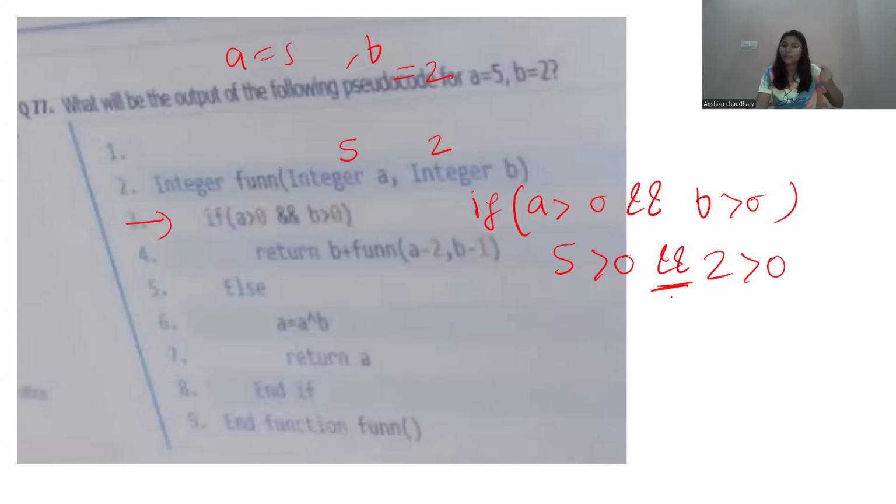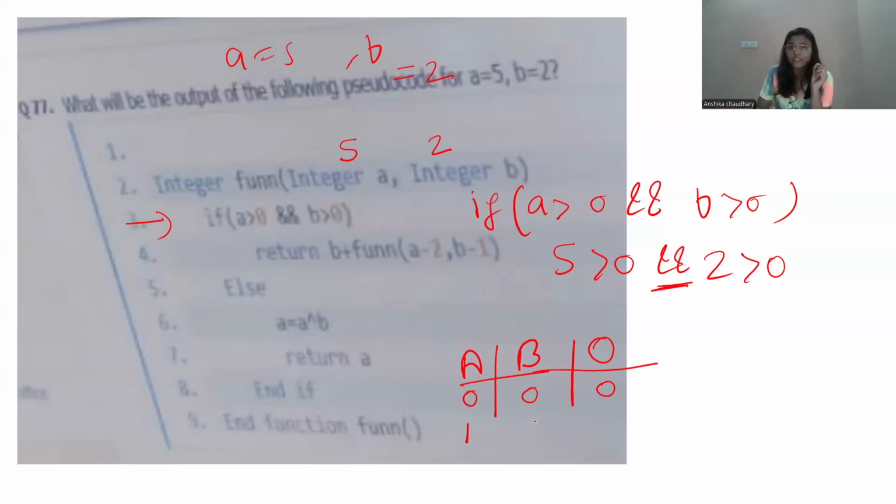Only if both of the operands give us 1, or true, will the result be true, because of how logical AND works. Suppose this is A, this is B, and this is the output, or resultant. If A is 0, B is 0, the answer will be 0. If A is 1 but B is 0, the answer will be 0. If A is 0, B is 1, again the answer will be 0. If both are 1, only then the answer will be 1. This is how logical AND works.